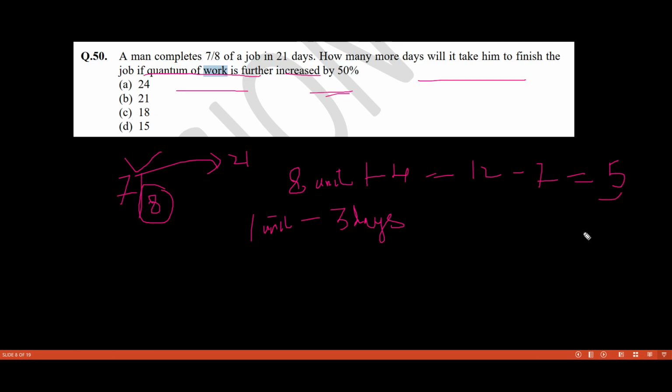Now since there are 5 units of the work to be completed, in how many more days will the man finish it? So just do 5 into 3, so that becomes 15. So this is how you get your answer. See, this is one of the shortest questions in the examination. If you are in the right frame of mind and if you know the concept, CSAT is not a very tough exam. So let's move on to the next question.